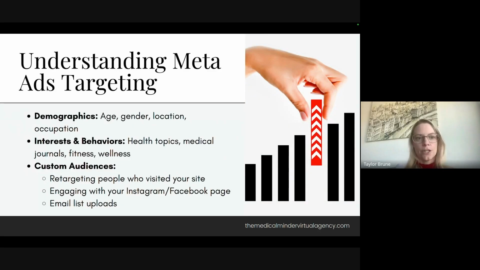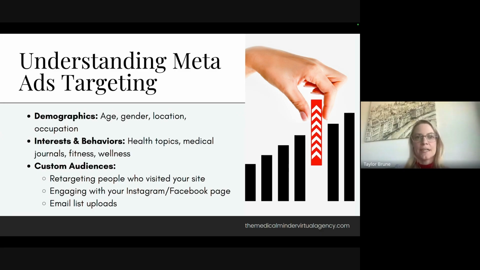Understanding Meta ads targeting. These are the most important, and this is great to think about before you hire an ads manager, someone who can do your ads like me, because they want to know not only the brand and what you're selling and the pain points, but also the demographics, their interests and behaviors, their custom audiences. So like an avatar. You want to think about your client, your patient avatar, before hiring any person to help you with ads, because then that'll help them target even better.